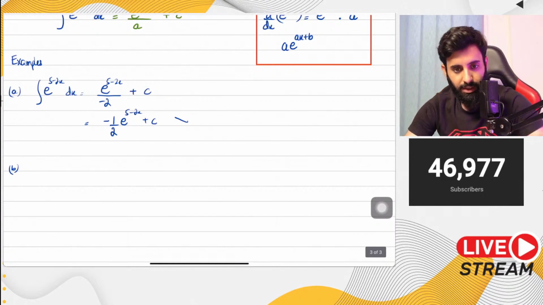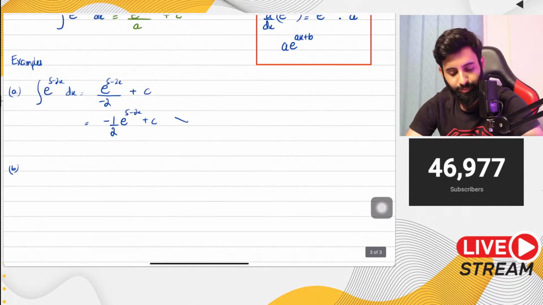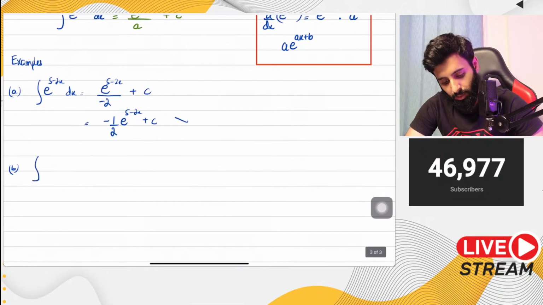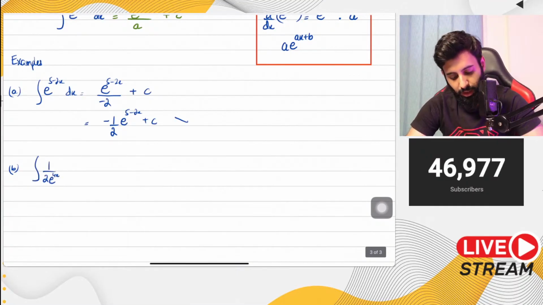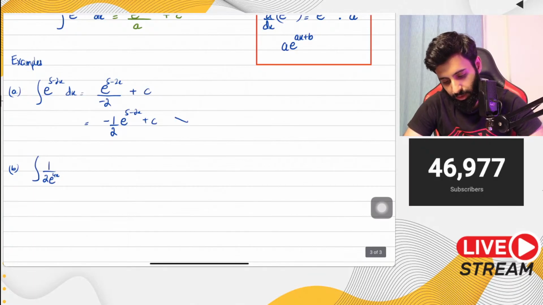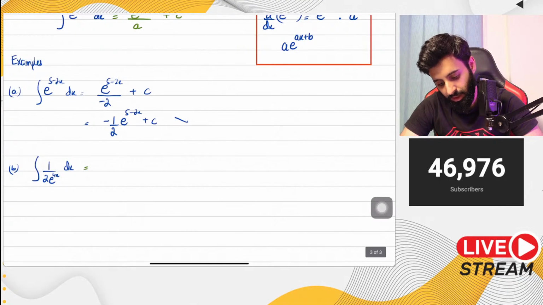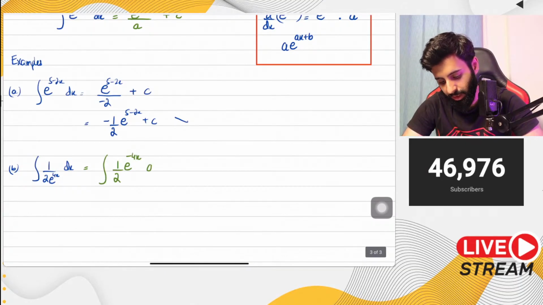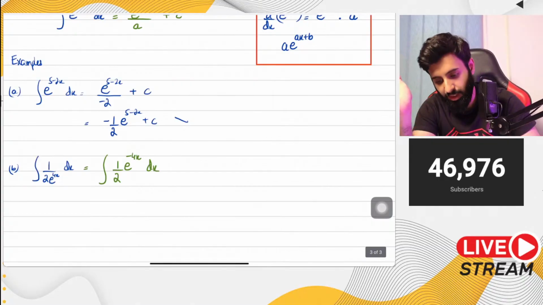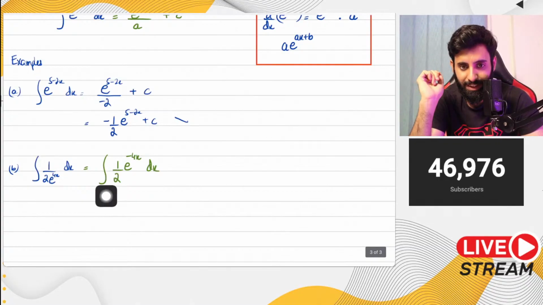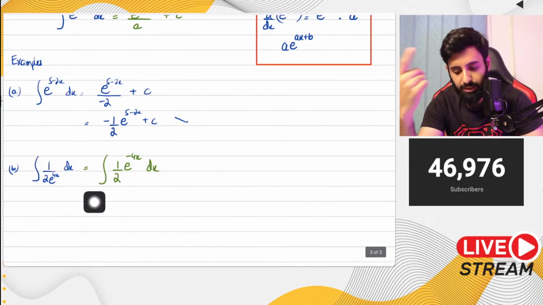Now let's say that you have something like this: 1 upon 2 e to the power 4x. How would you integrate this? Again, first of all, you'll make sure that it's written in a way that it can be integrated easily. So we'll let the 1 upon 2 be as it is, and we'll bring e to the power 4x in the numerator, and as a result the power becomes negative. Now please remember, I haven't integrated it yet, so that's why I've kept the integral sign intact. Now I'm going to start integrating it.